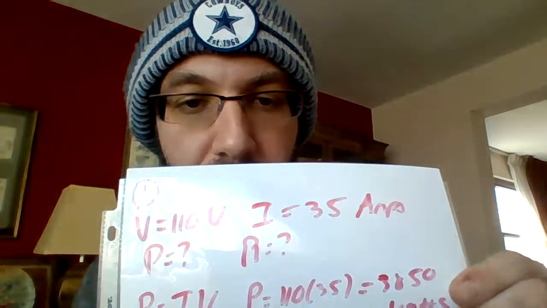All right, question one. We have a hair dryer. It's plugged into a standard outlet, 110 volts, and draws 35 amps of current. What is the power consumption and what is the resistance? So, just like always, start. Just write down what you know.